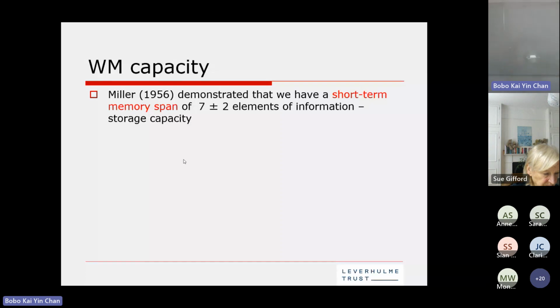7 ± 2 means between 5 and 9, like telephone numbers containing something between that. It could be stored in working memory more or less easily. If it's more than that, more than 9, you will have problems recalling that telephone number, because it exceeds this capacity.